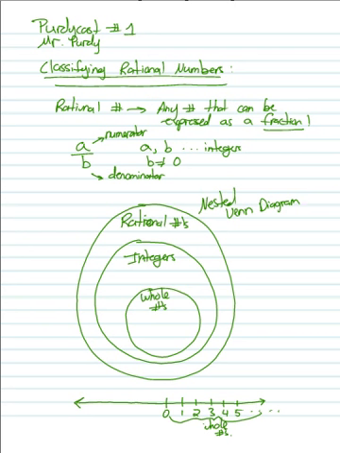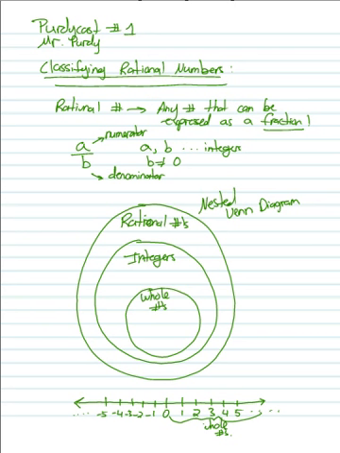Now, the set of integers are all of the whole numbers as well as their opposites. And if you look at the diagram above, the whole numbers are within the set of integers because they're called a subset, and then the integers are a subset of the rational numbers.